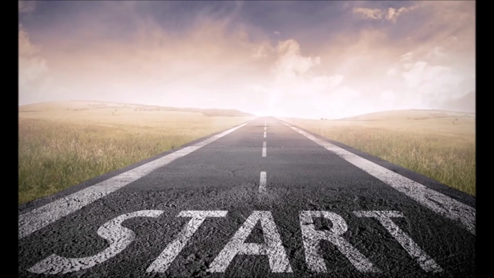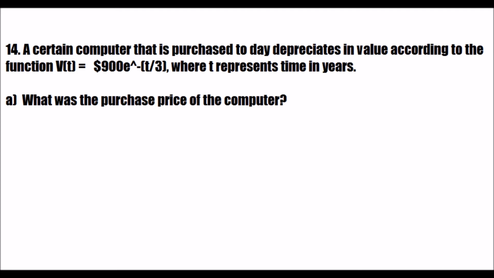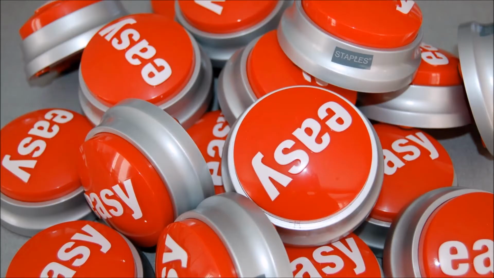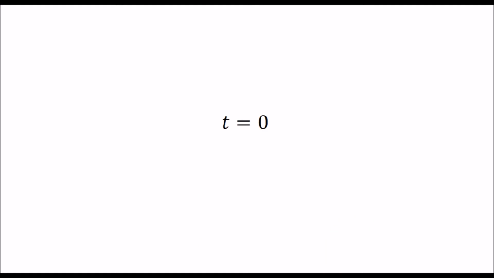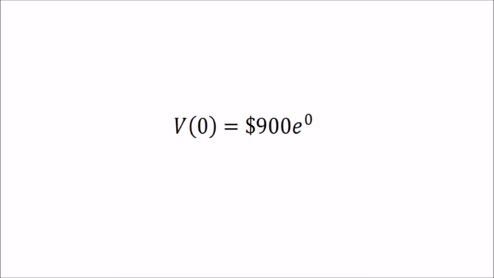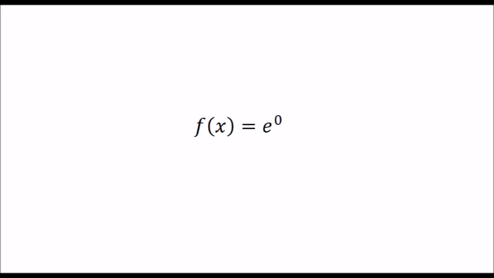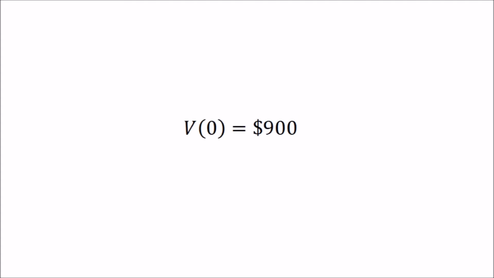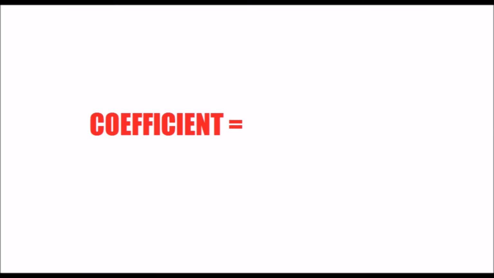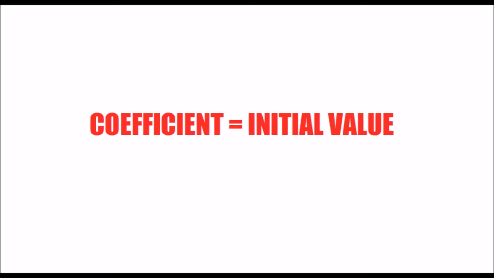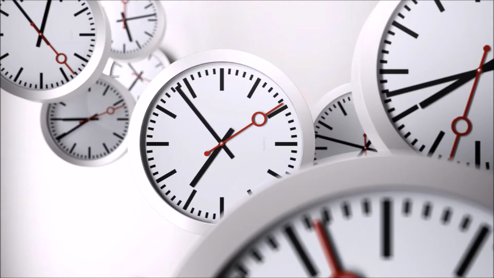Let's start the question by answering part A. What was the purchase price of the computer? We can easily determine this value by substituting the time for 0, because no time has elapsed at the time of purchase. 0 divided by 3 is still 0, so the exponent is equal to 0. Any power with an exponent of 0 is automatically equal to 1, which leaves us with 900 times 1, which also leaves us with the answer of $900 as the purchase price. In this type of question, the coefficient is usually equal to the initial value, so you can always look there for your answer if you want to save a little bit more time.